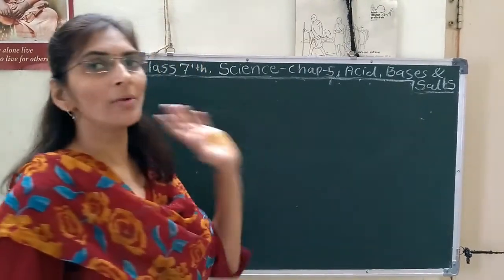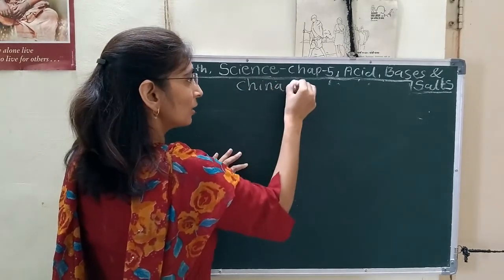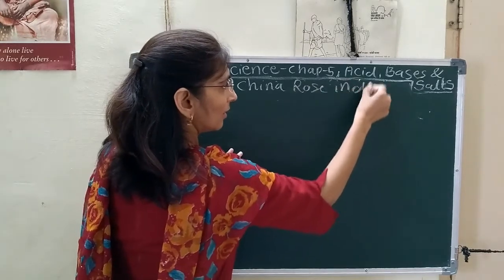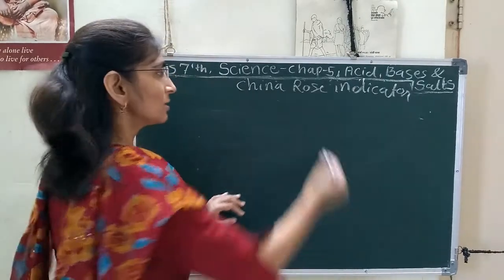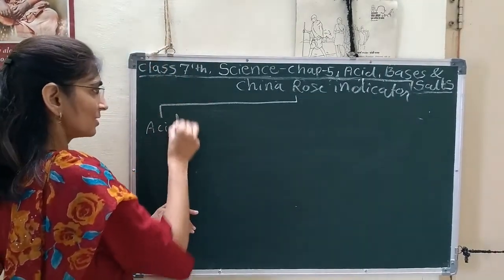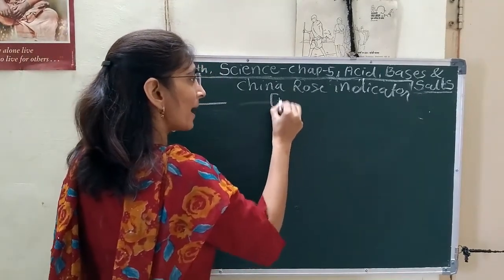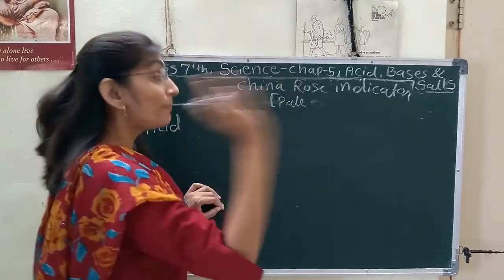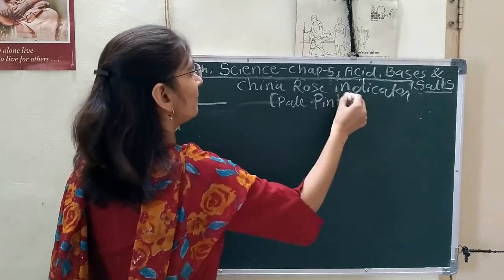Okay. So how can we use this? We will see the China rose indicator. Now we will learn here. So with acid, what will happen? With acid, initially the China rose indicator has a pale pink color.